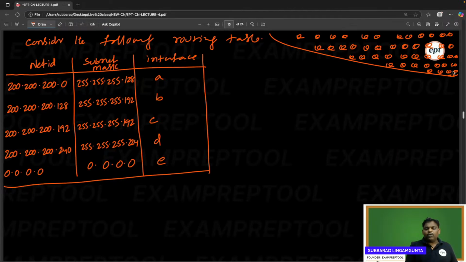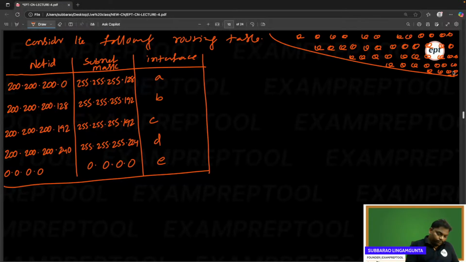Consider the following routing table. One question will be there on the routing table. See how many stars I kept. Mostly this will come in the exam.